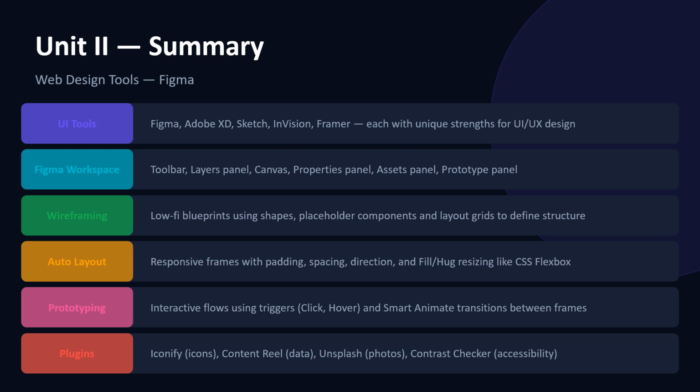Wireframing: low fidelity blueprints using shapes, placeholder components, and layout grid to define screen structure before adding style. Auto layout: responsive frames controlled by padding, spacing, direction, and fill or hug resizing, just like CSS flexbox. Prototyping: interactive flows built with triggers like on click and on hover, animated using smart animate transitions. Plugins: Iconify for icons, Content Reel for real data, Unsplash for photos, and Contrast checker for accessible designs.